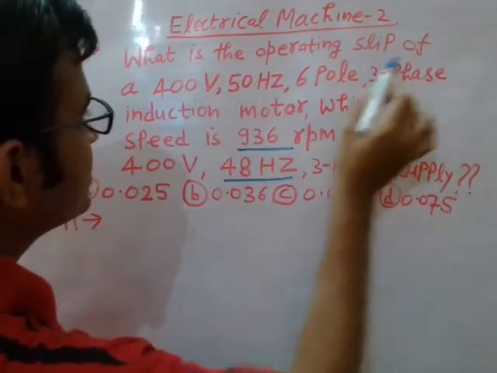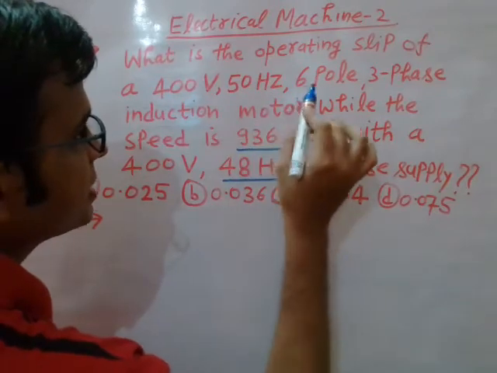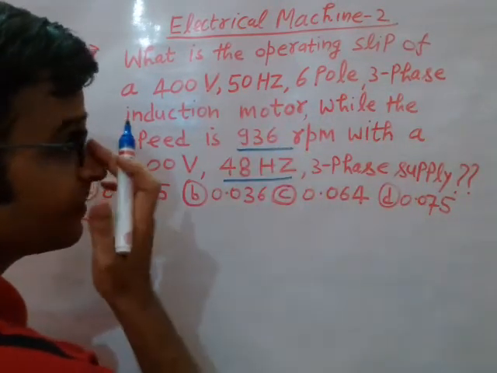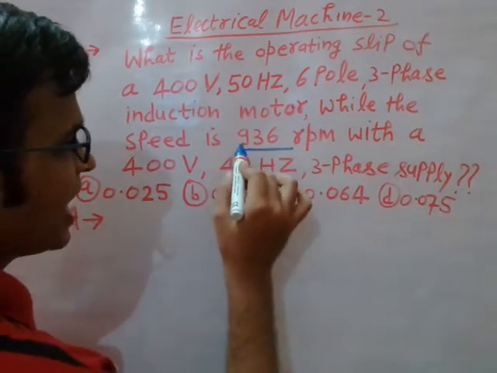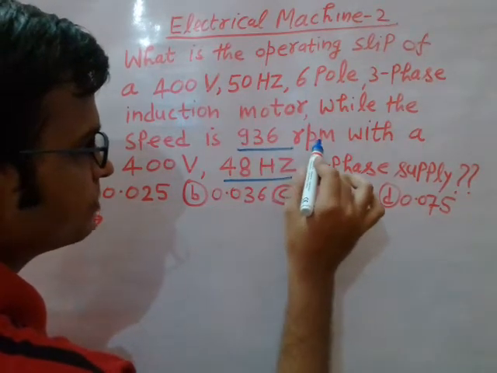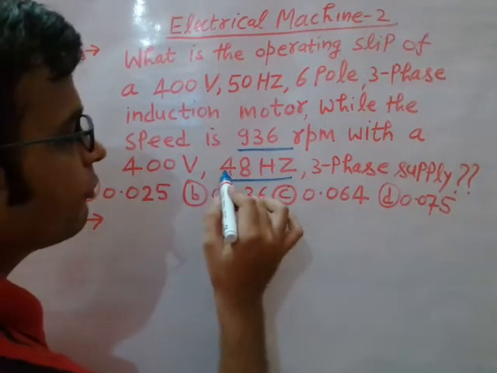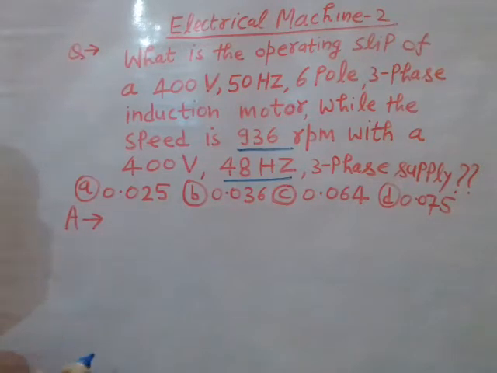What is the operating slip of a 400 volt, 50 hertz, 6 pole, 3 phase induction motor while the speed is 936 rpm, revolutions per minute, with a 400 volt, 48 hertz 3 phase supply? Do you understand the question?